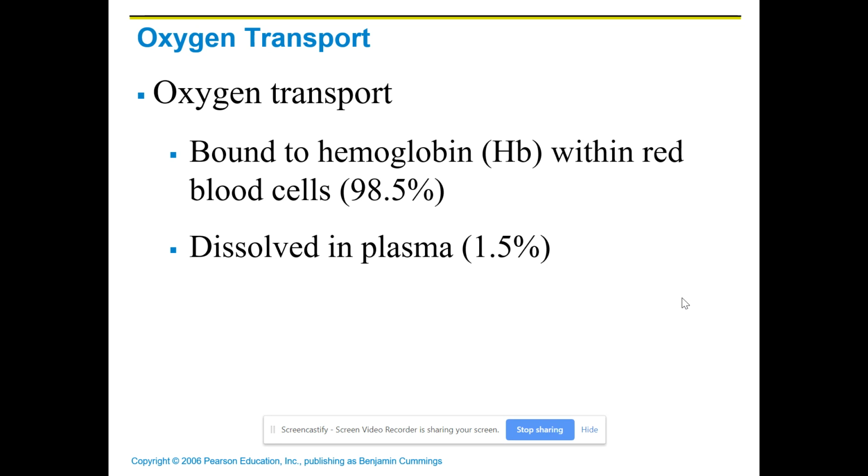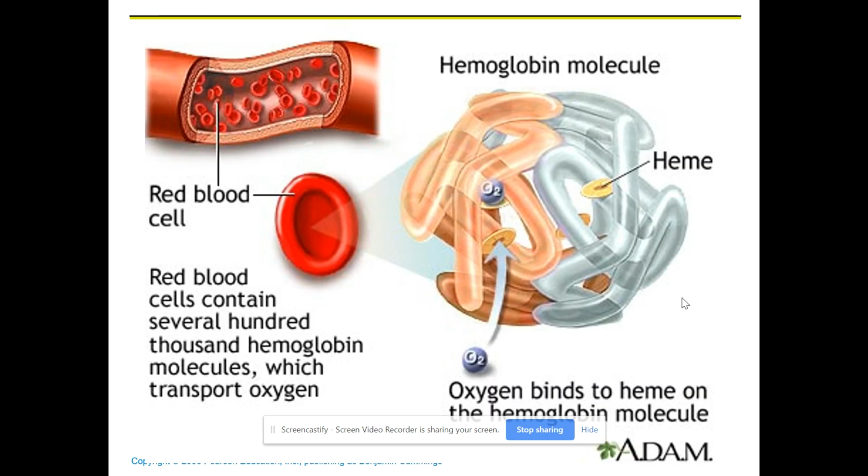And all that hemoglobin can attach to oxygen. Remember, you can attach one oxygen per iron. There are 4 irons in each hemoglobin. So we can carry 4 oxygens per hemoglobin. So most, about 98.5%, is attached to hemoglobin. A very small amount is just dissolved in the water of the plasma, only about 1.5%.